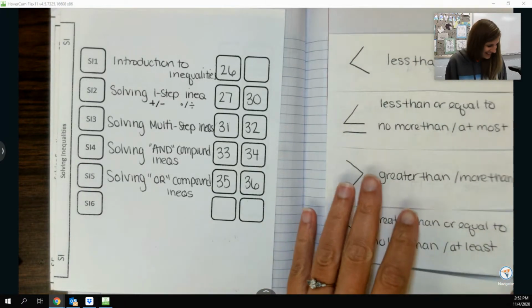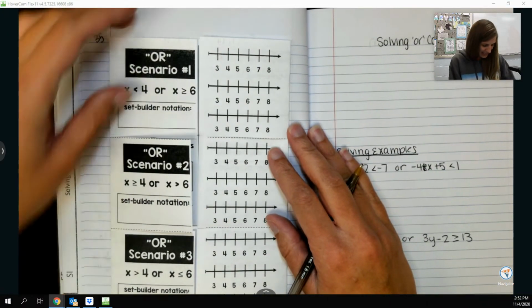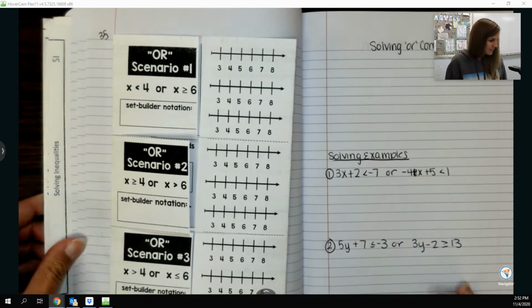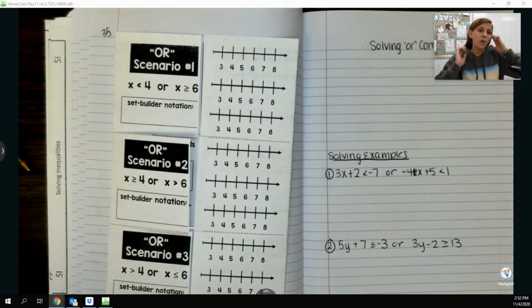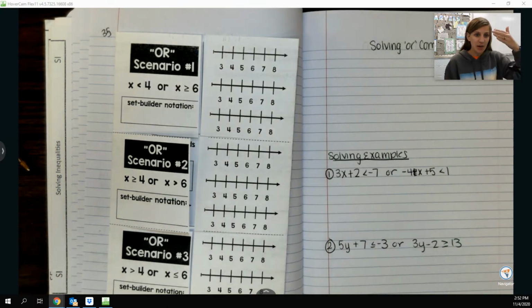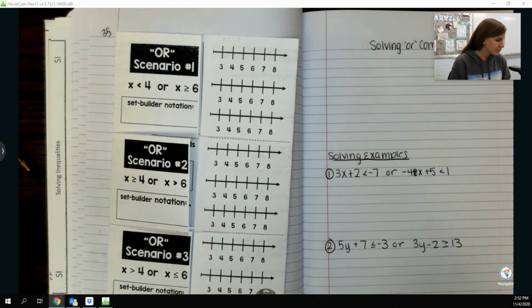Okay, so let's turn to 35. On 35, we have our "or", and over here I have some examples that I'm going to try with you like we did on the last one. So let's first look at our scenarios here. With "and" rather, remember, "and" was always about the overlap. If I take one graph and put it on top of the other, where do they overlap each other? And that's what I take. "Or" is like this one or that one. So it kind of can be both at the same time.